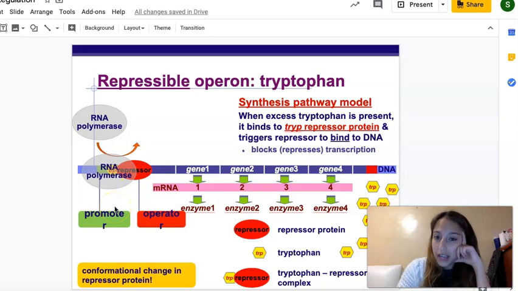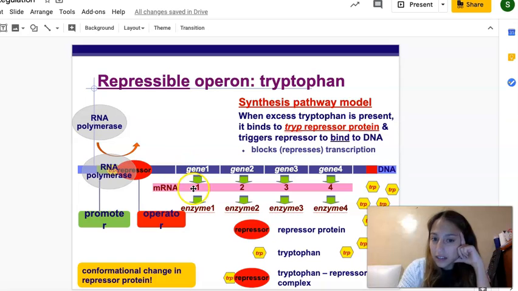In this particular case, there is a lot of tryptophan. So what does that mean? Tryptophan is going to be something called a co-repressor. So molecules of tryptophan are going to bind to a repressor molecule. And when that happens, that repressor molecule is going to bind right over here to the operator and block it. Since the operator is downstream from the promoter, the RNA polymerase will no longer be able to move along that DNA and transcribe mRNA. It will not be able to do this.